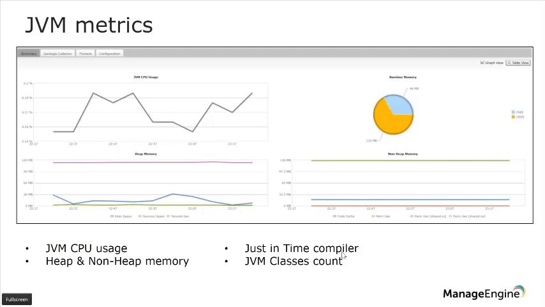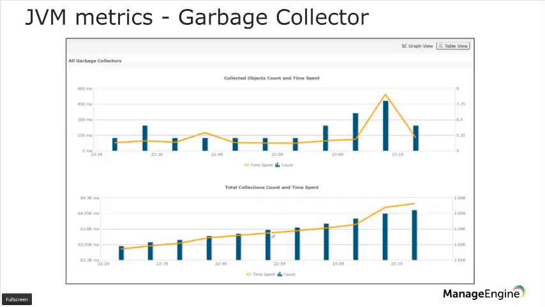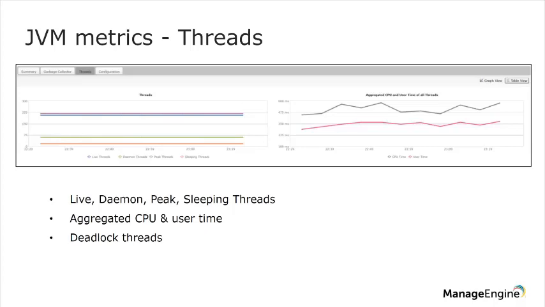So when we speak about the JVM metrics, it includes the JVM CPU usage, the memory heap and non-heap memory details, the class counts, the just-in-time compiler. But not only this, it will also reveal information about garbage collection, while also enabling users to trigger garbage collection right from the product UI.